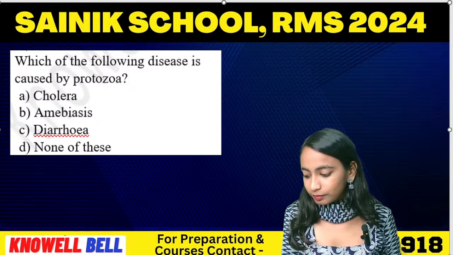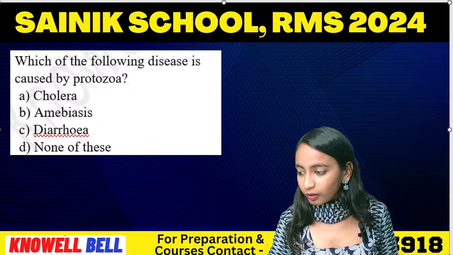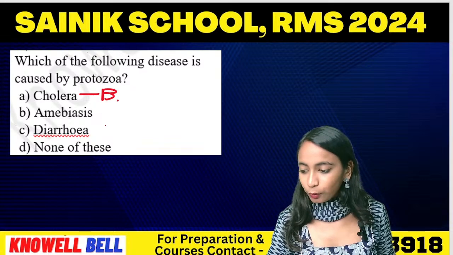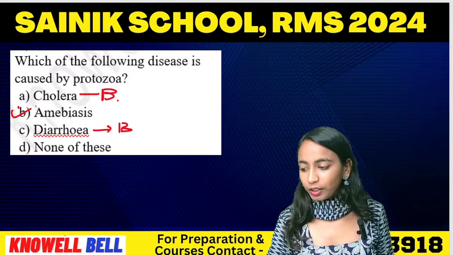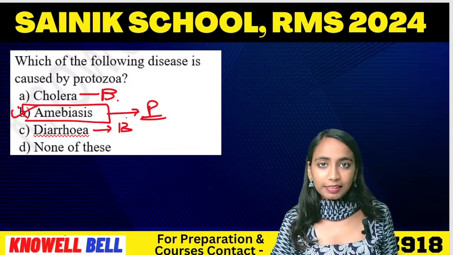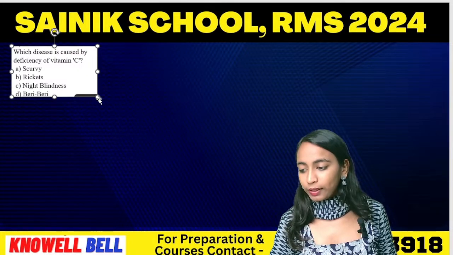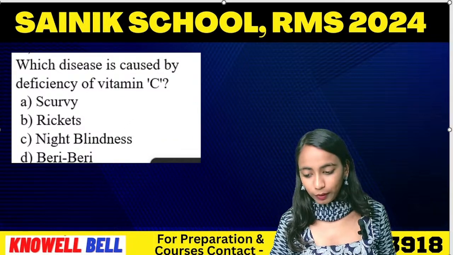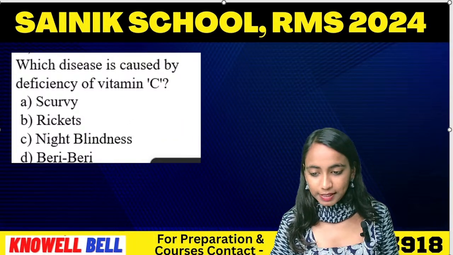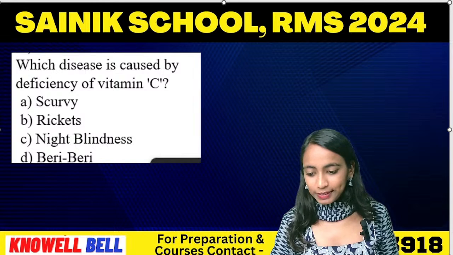Okay, तो यहाँ पे याद रखना है, cholera is caused by bacteria. Diarrhea के लिए भी causes generally bacterial होते हैं. And amoebiasis is caused by protozoa. Amoebiasis also called as amoebic dysentery, it is caused by protozoa. Which of the following is caused due to the deficiency of vitamin C? विटामिन C की deficiency से कौन सी disease होगी? Very commonly अभी हमने discuss किया.